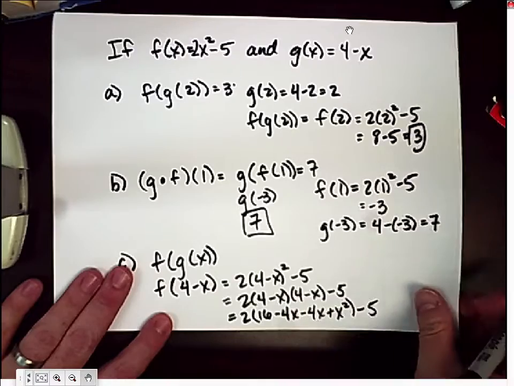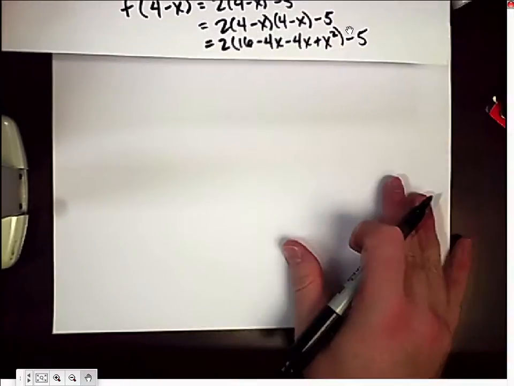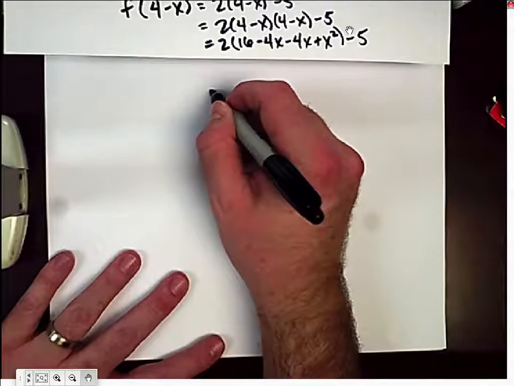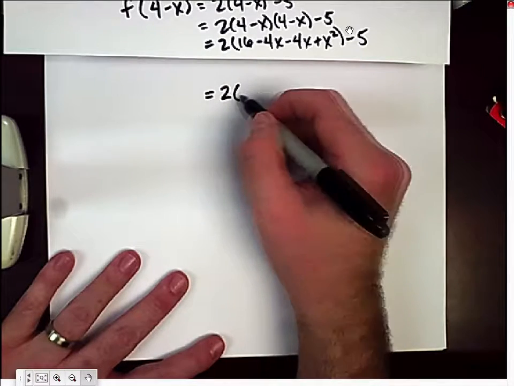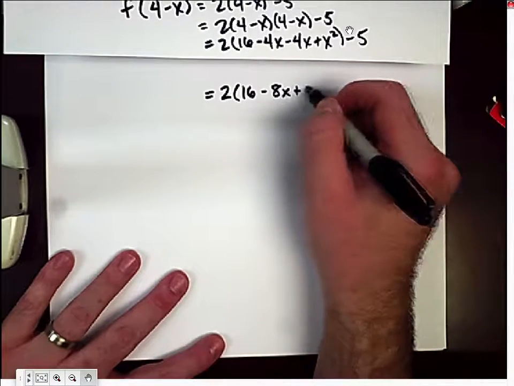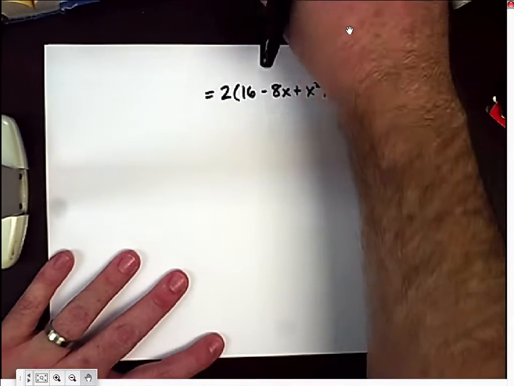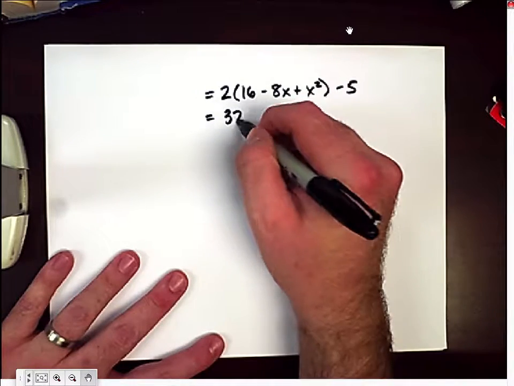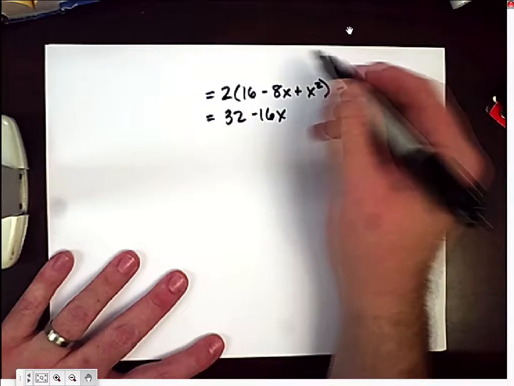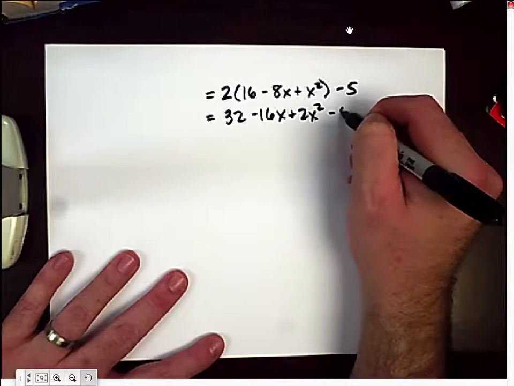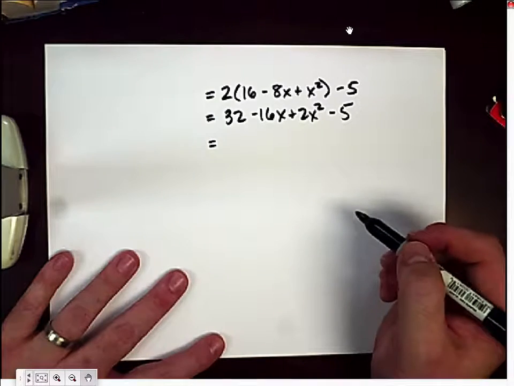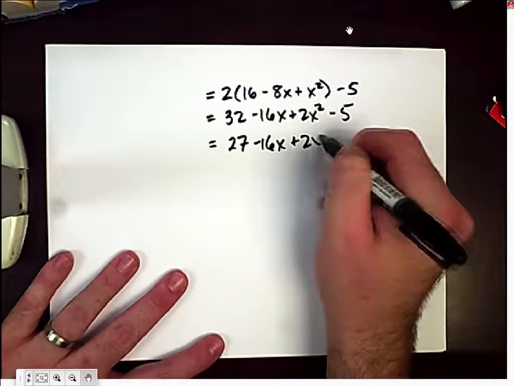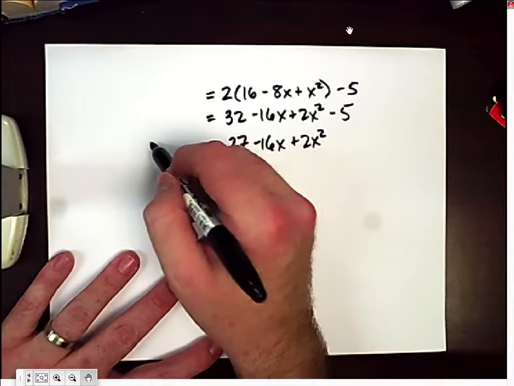Okay? Then we can simplify the parentheses, and we've got 2 times 16 minus 8x plus x squared, minus 5, right? Then we distribute the 2. 2 times 16 is 32, minus 16x plus 2x squared, minus 5. What's the only thing left? 32 minus 5 is 27, minus 16x plus 2x squared. That is f of g of x.